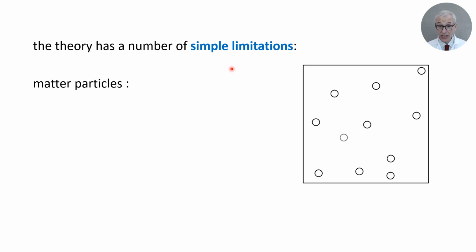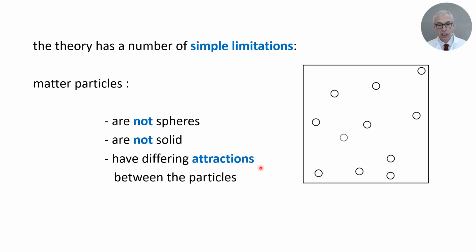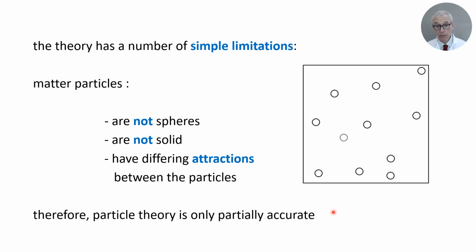Particle theory, as stated on the previous slide, has a number of simple limitations which you are expected to know about. Matter particles are not spheres. They are not solid. And there are attractions between those particles, and those attractions differ depending on the particles involved. Therefore, particle theory, although remaining useful as an explanation, is only partially accurate.